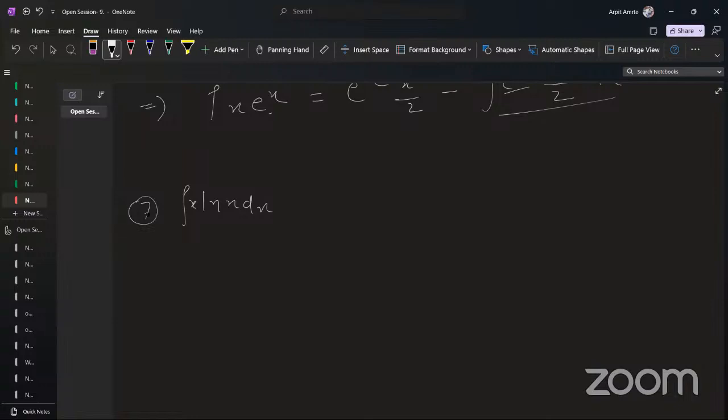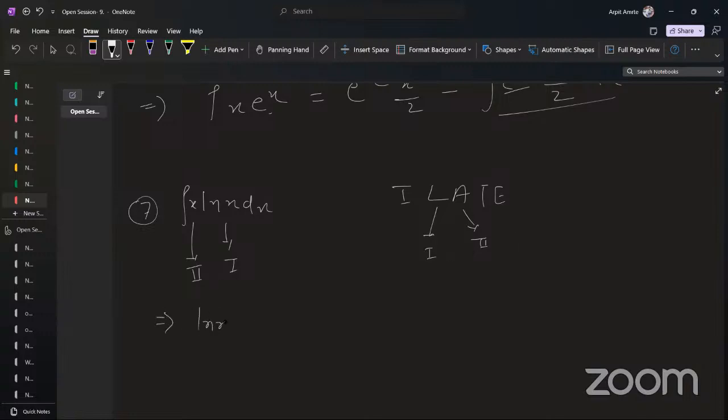Okay. So which one will be my first function? Log will be my first function. And this will be my second function. Because I have logarithmic and algebraic. So this will be my first function, this will be my second function. Okay. Now solve this. What will we get?